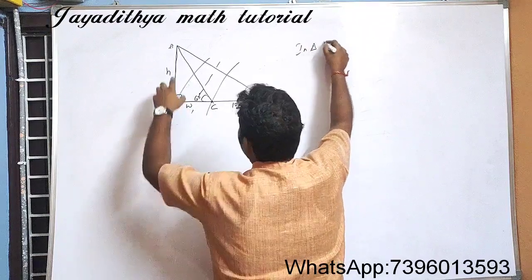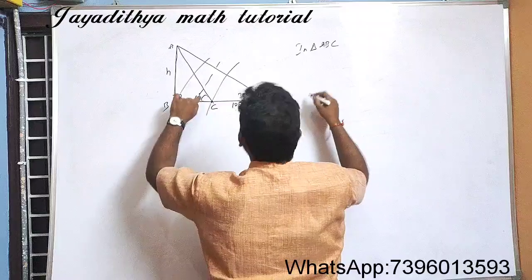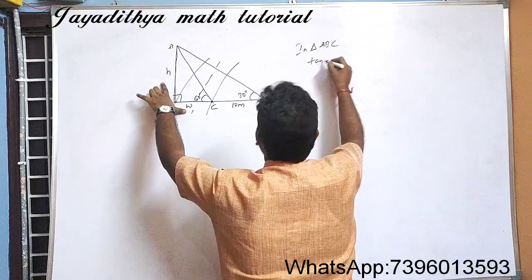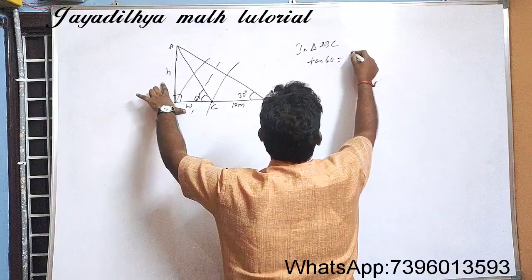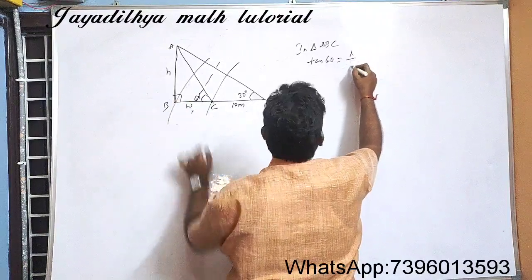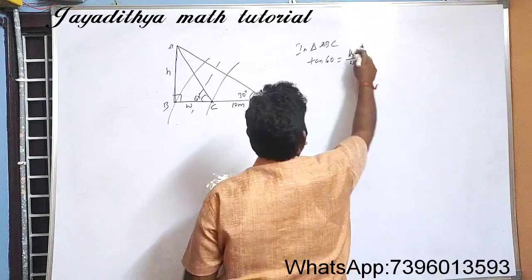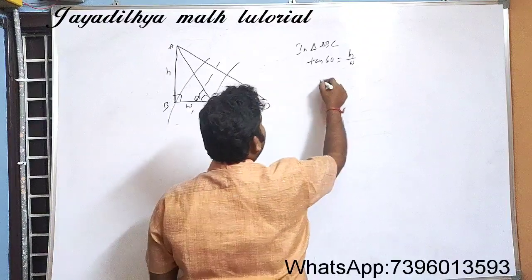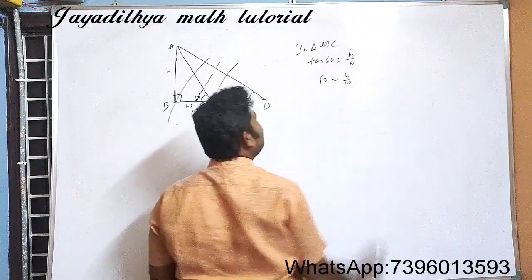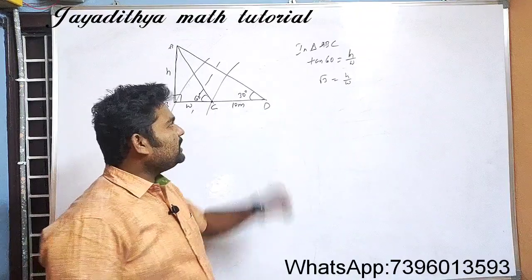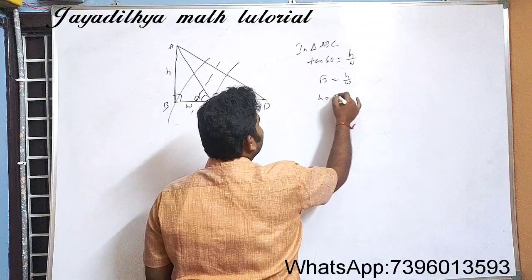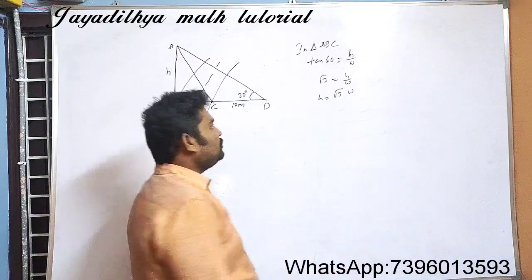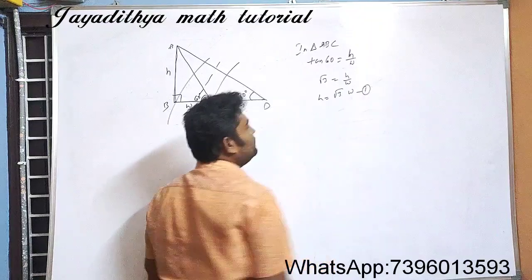In triangle ABC, opposite and adjacent are given here. So tan you should take. Tan 60 degrees will be equal to opposite H and adjacent is W. So width of the road is W and height of the tower is H. So what is tan 60 here? That is root 3 equals H by W. So from this what will be H here? H is equal to root 3 into W. Let us take this as equation 1.